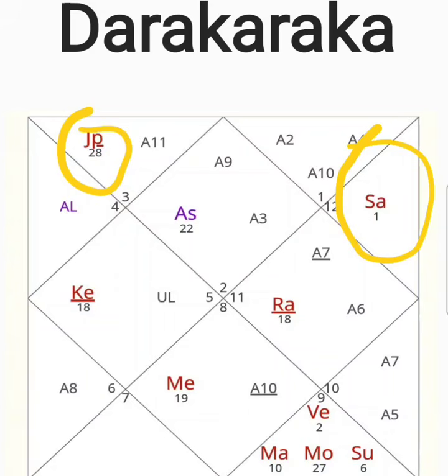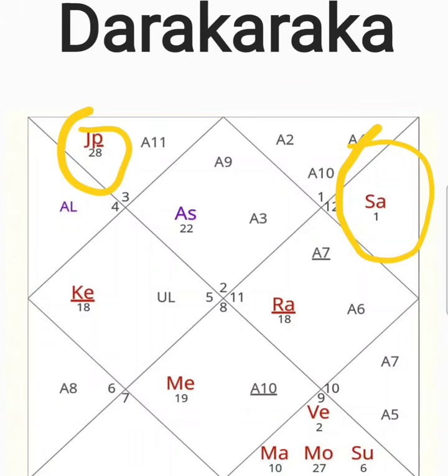We don't have to look at what is the sign or what is the house. Just focus on the Darakaraka planet that holds the lowest degree in your chart. The rest you can just calculate. Oh, okay, this is in Pisces, for example. This is in Aries. That's just for the characteristics of your spouse.